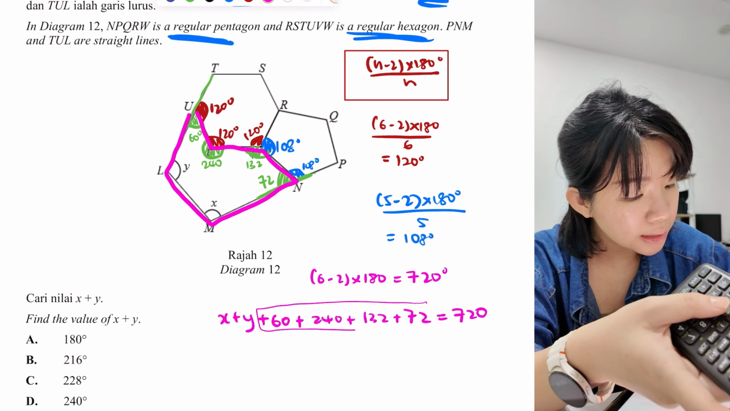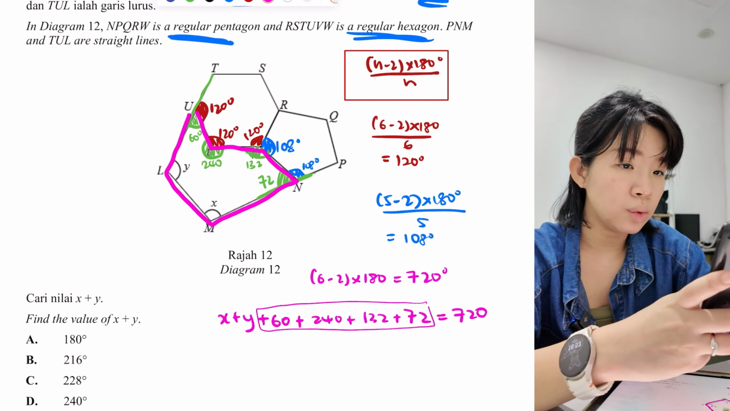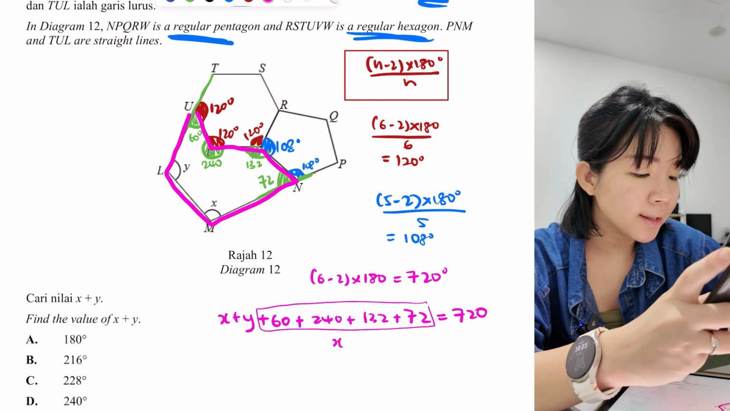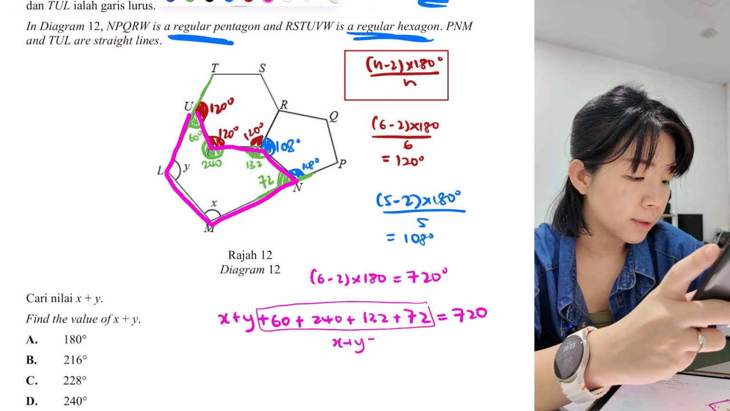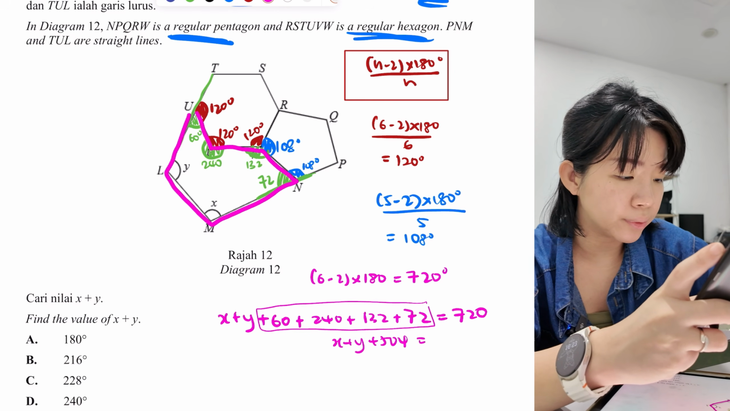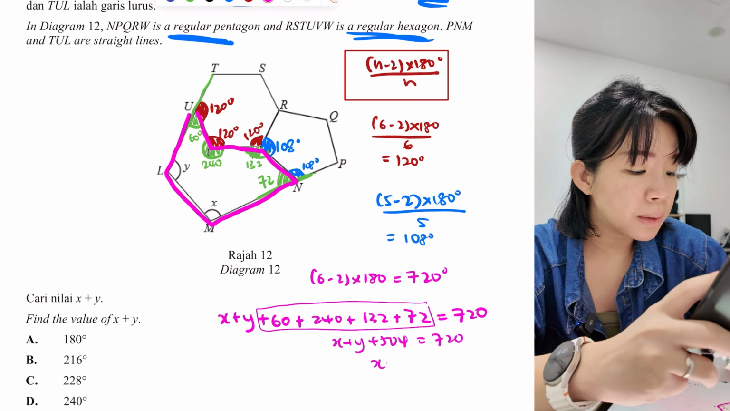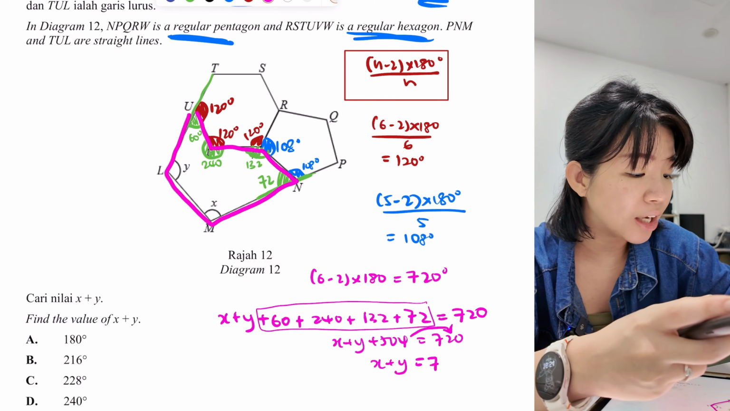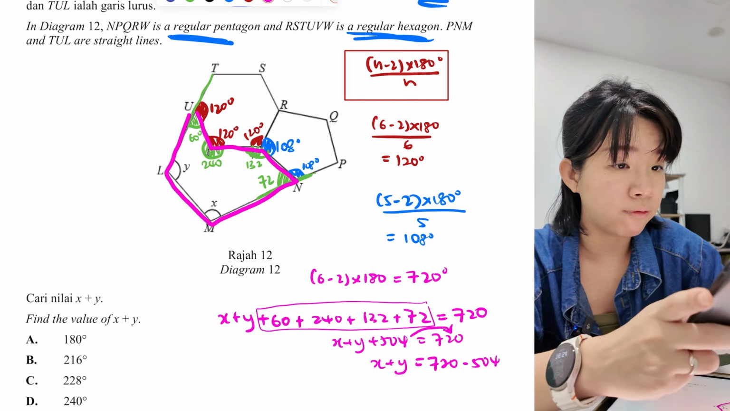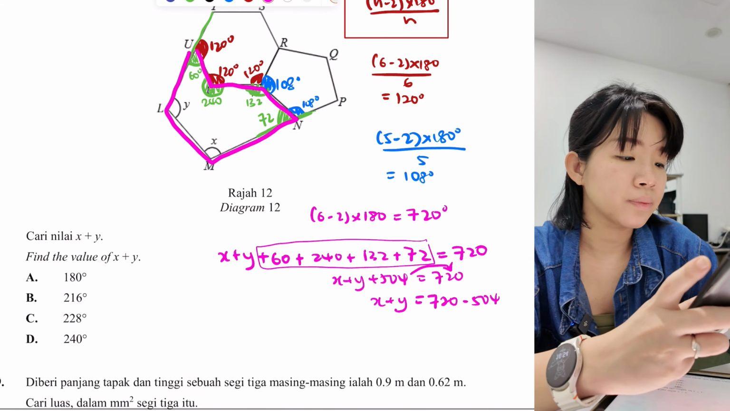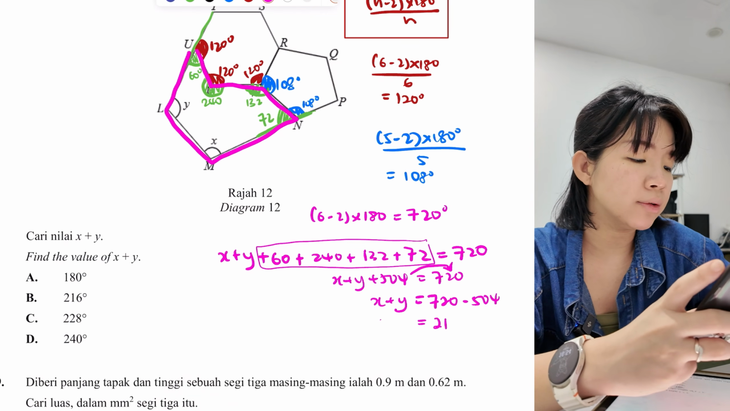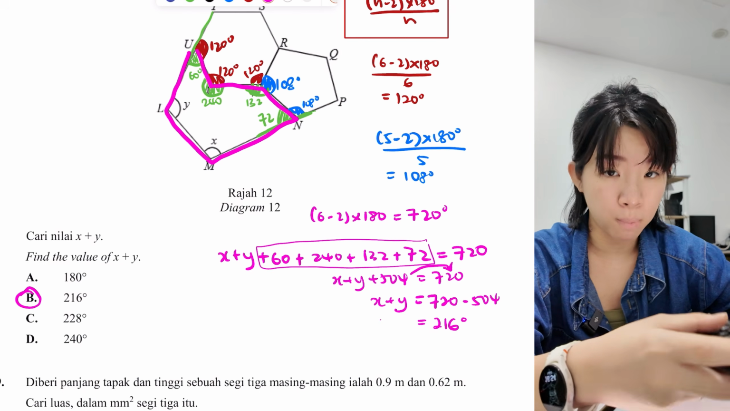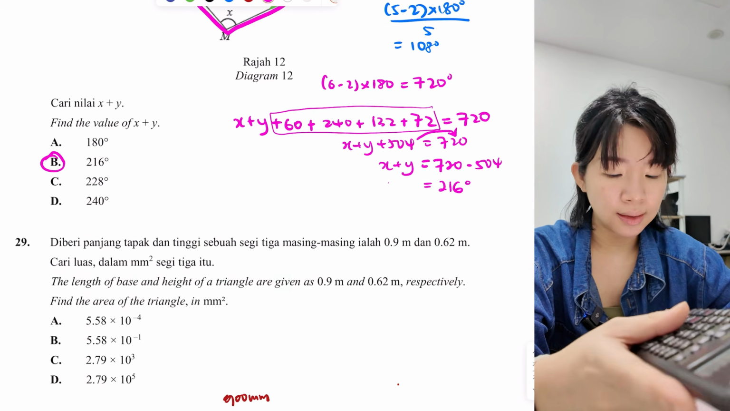We can add all these things together: 60, 240, 132, 72. So x plus y plus 504 equals 720. To find x plus y, 504 goes to the other side: 720 minus 504. So it is 216. So the answer is B. Alright, so let's look at 29.